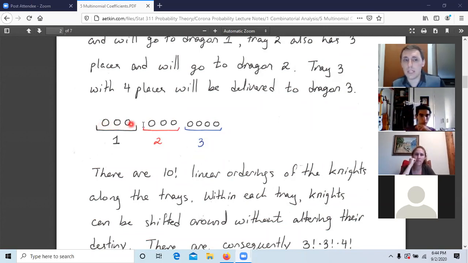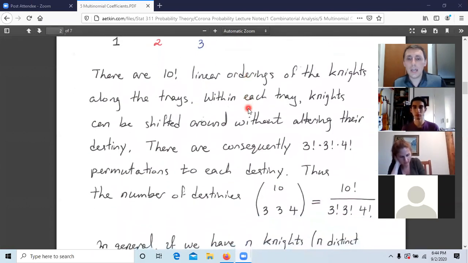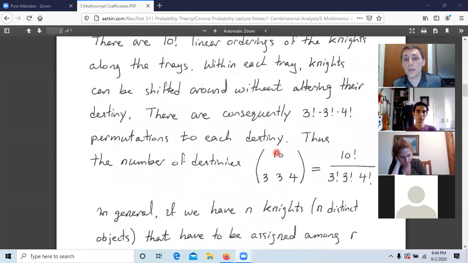You see, because what I know is that there are going to be exactly 3 factorial, 3 factorial, 4 factorial permutations that represent the same outcome. Same knights go to the same destinies. And this is how you write the answer. It's called a multinomial coefficient, for reasons that we will explain below. It is 10 choose 3, 3, 4. And when you calculate it, it's equal to 10 factorial over 3 factorial, 3 factorial, 4 factorial.